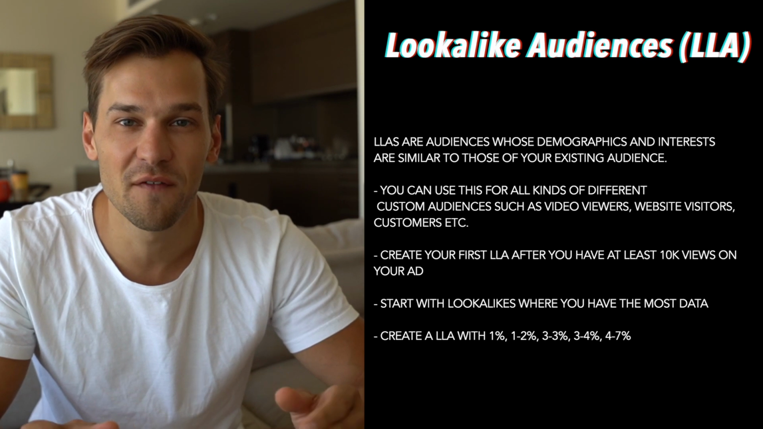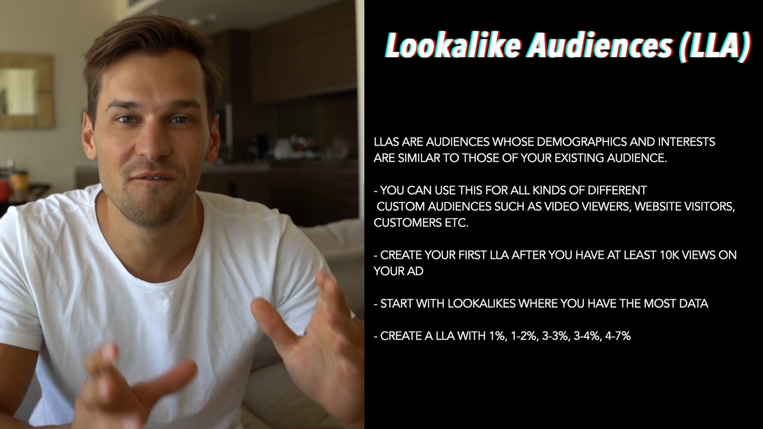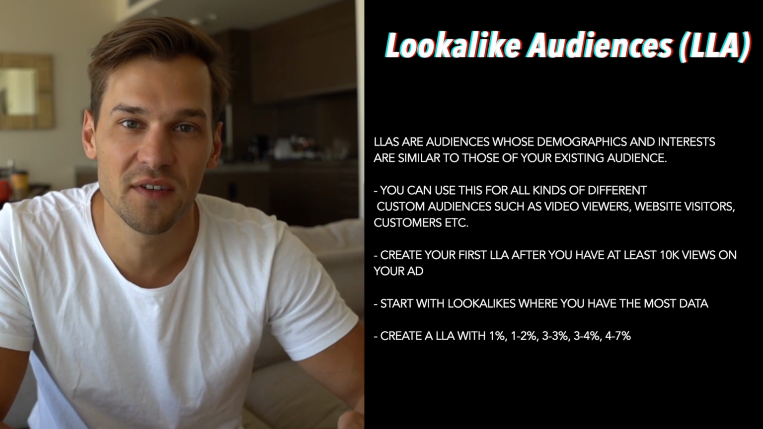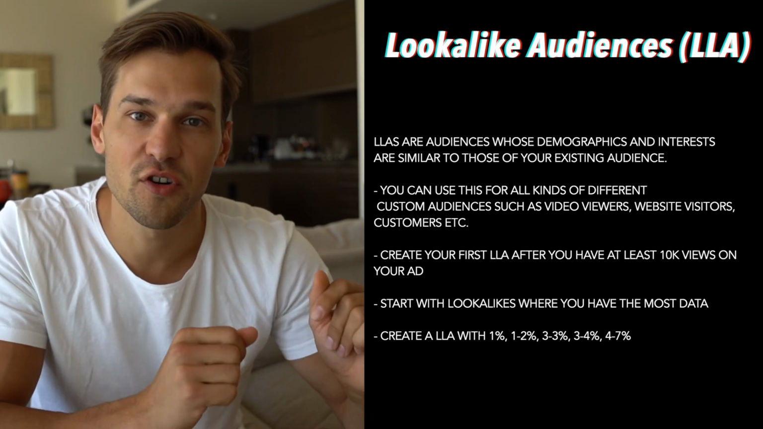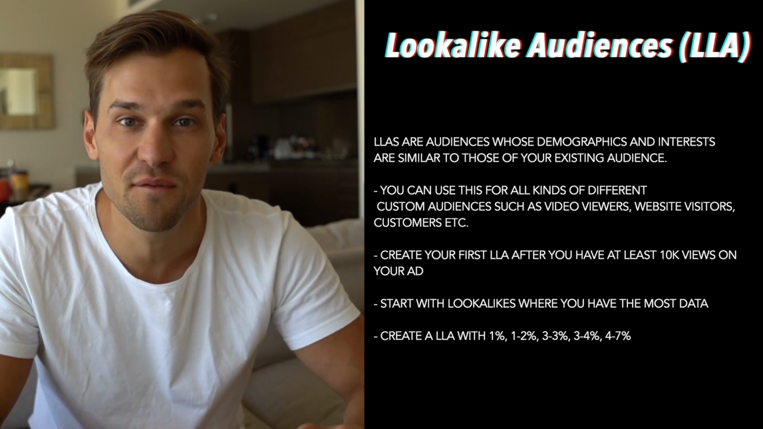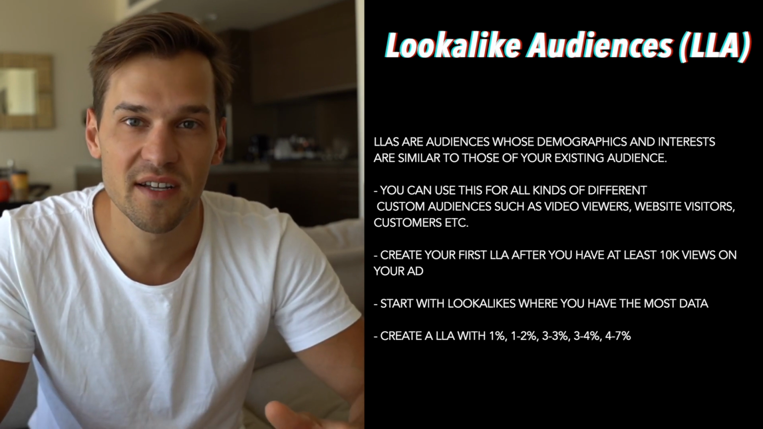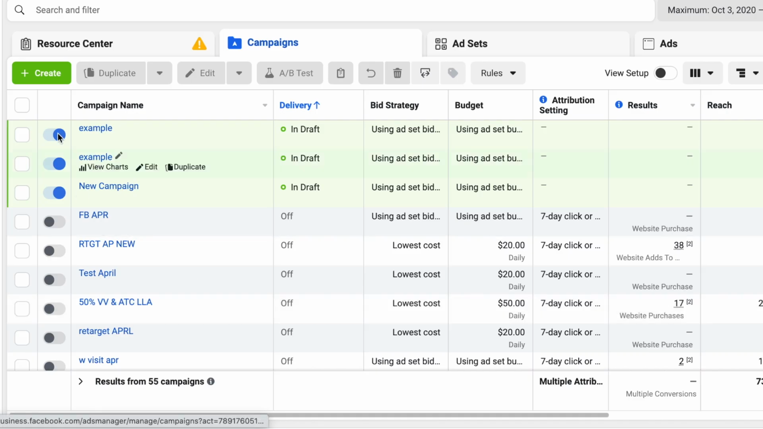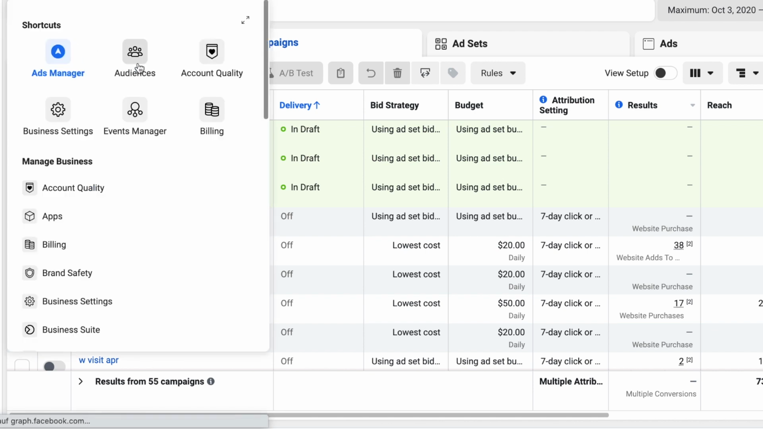So the smart algorithm of Facebook is going to find you people who are very, very similar in terms of their demographic to the people who watch your video to 50%. You can create lookalikes for video viewers, for add to cart, for purchases, and even for your customer list. And lookalike audiences are usually really effective and can generate you a lot of money. Now I'm going to show you how you can create your first lookalike audience, and it's nothing too crazy, nothing too hard. So just go here to audiences.